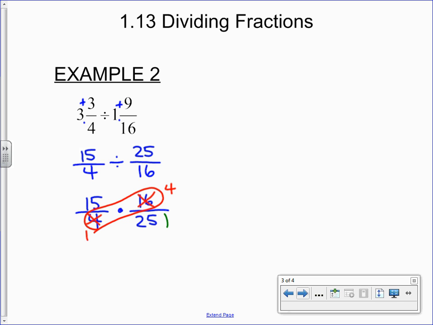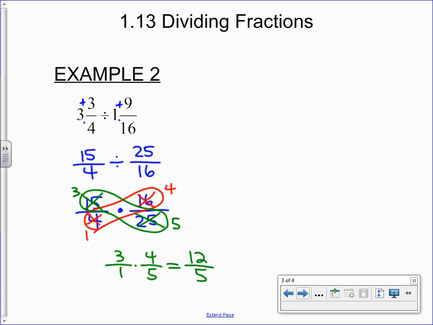On my other diagonal, 15 and 25 can both be divided by 5. 15 divided by 5 is 3. 25 divided by 5 is 5. So I now have 3 over 1 times 4 over 5. And if I multiply straight across, 3 times 4 is 12 over 1 times 5 is 5.